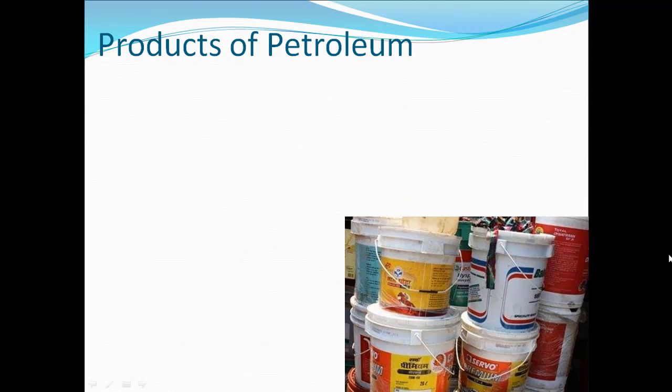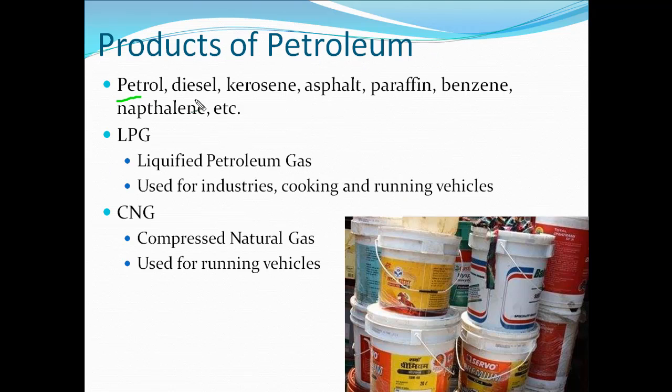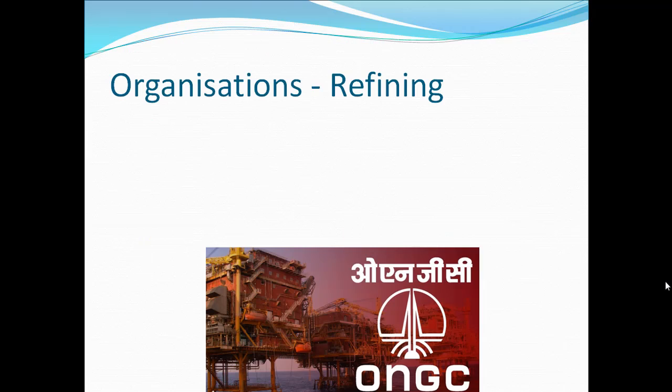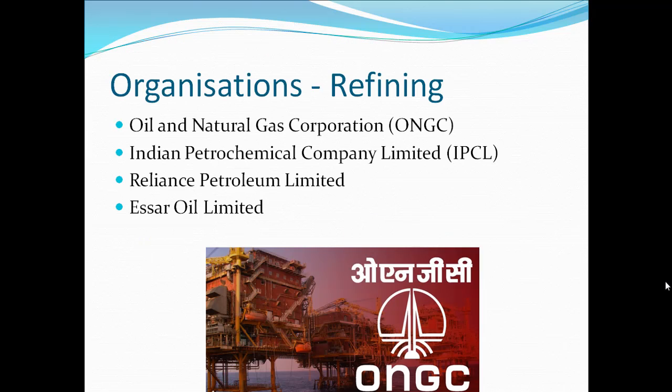Now we'll see what products are made from petroleum. Petrol, diesel, kerosene, asphalt, paraffin, benzene and naphthalene, etc. Petroleum also has byproducts like LPG and CNG, liquefied petroleum gas and compressed natural gas. Both these gases are widely used in industries, cooking and running vehicles. This is the list of organizations in refining of petroleum in India: ONGC, IPCL, Reliance Petroleum and SR Oil Limited.